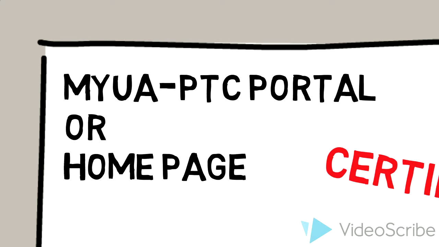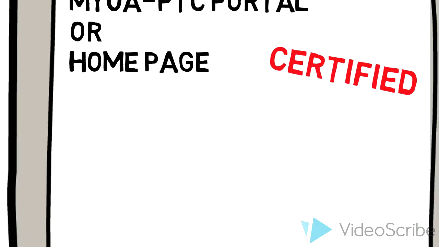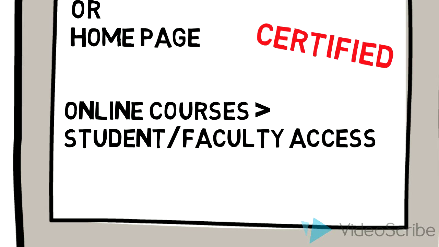Once you have been certified and have access to a course shell, you will be able to access your shell by logging into the My UA PTC portal or from the home page. Go to Online Courses, Student Faculty Access.